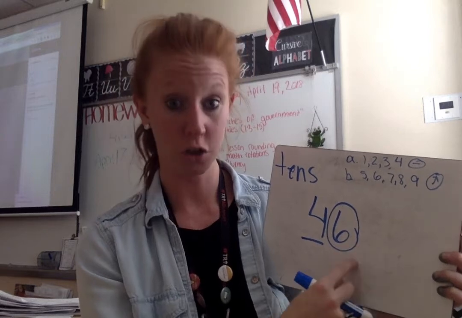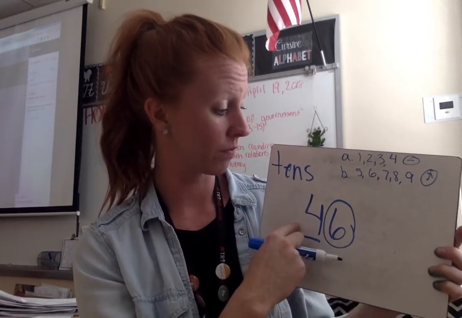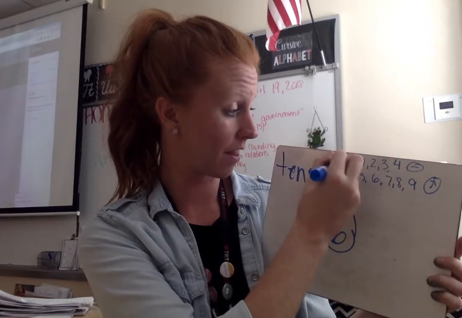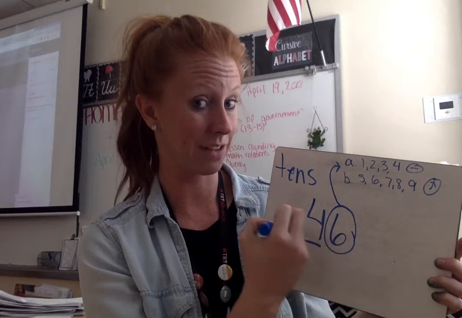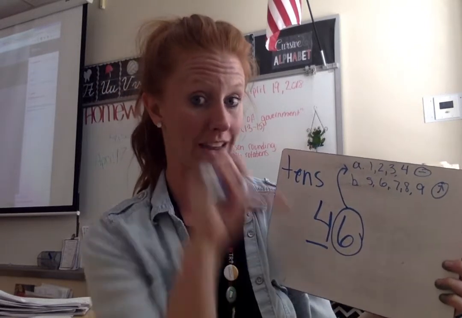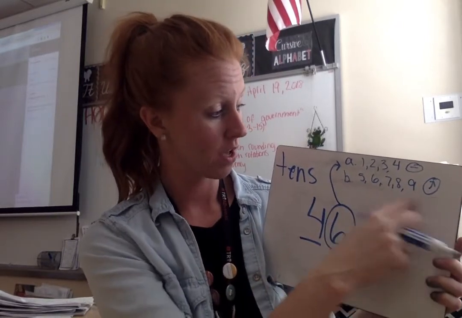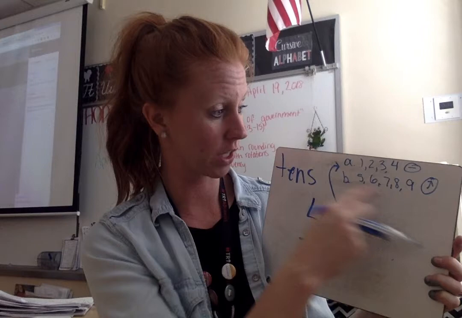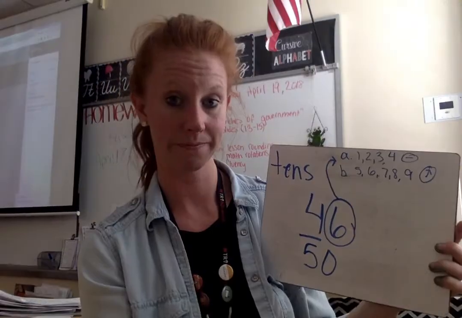6 is the boss. The circled number is the boss. The boss is going to tell the 4 what to do. The boss has to look at this. If it's 4 or less, the 4 rests. If it's 5 or more, the 4 is going to go up to a 5, never down. The 6 is right here, so the 4 is going to go up to a 5, and this is going to be turning into a 0.